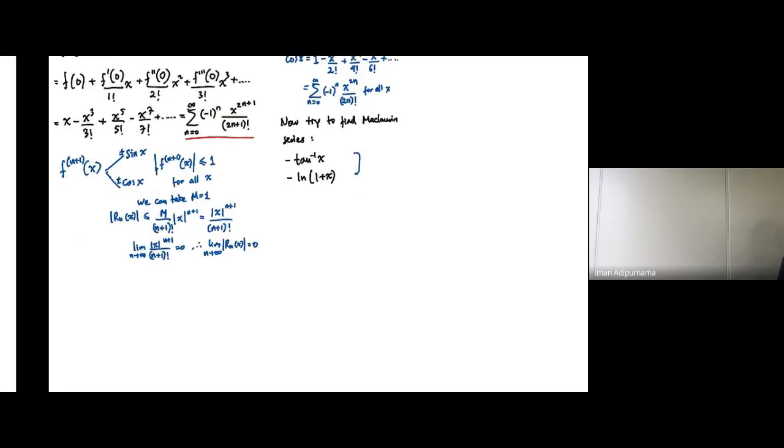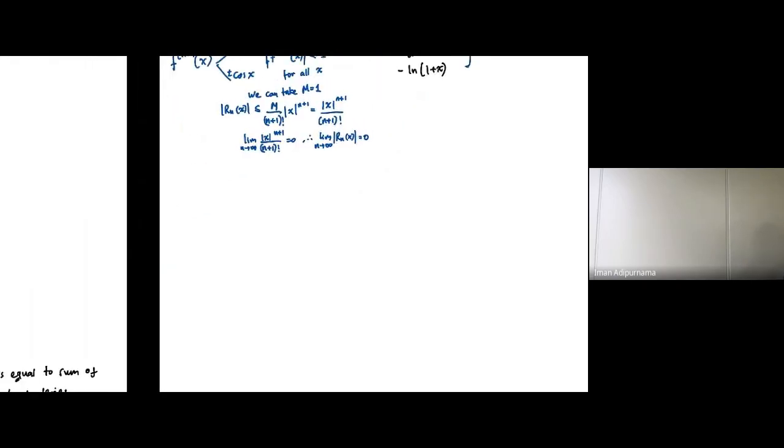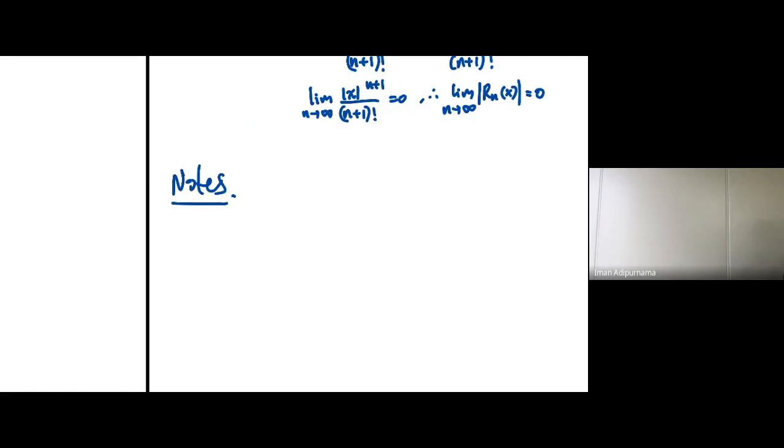Okay, I hope you can try this at home, and later I will show you the solution. But let me give you some notes for the Maclaurin and Taylor series. Okay, first is, you can make a new Taylor series from old. Okay, what does it mean?